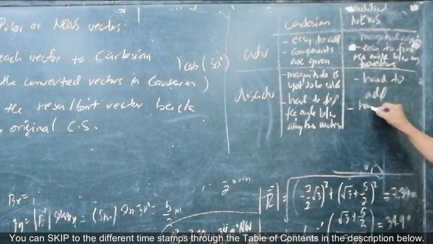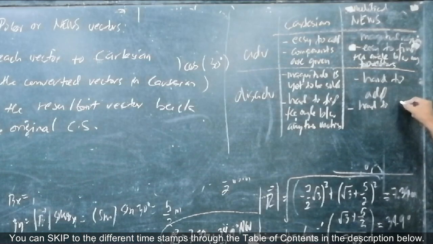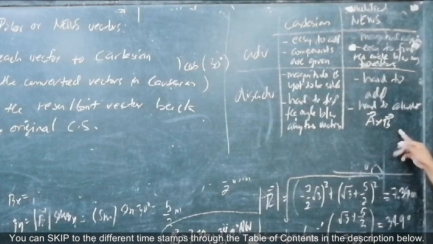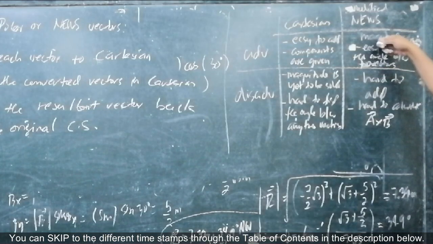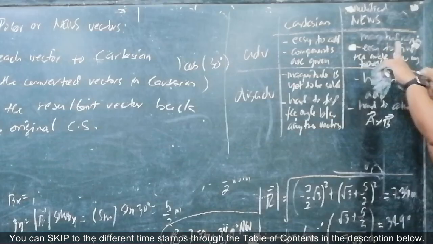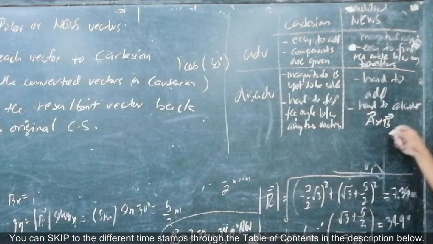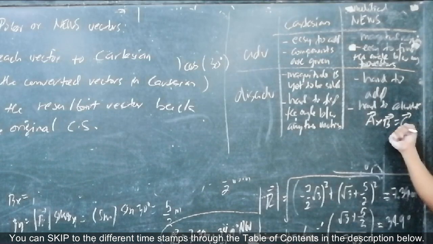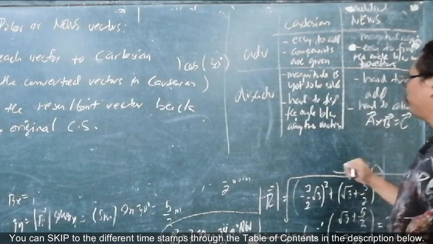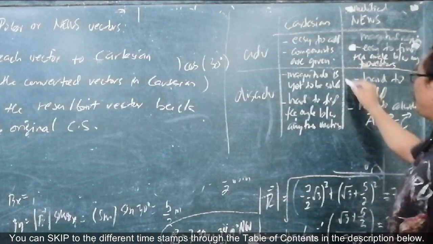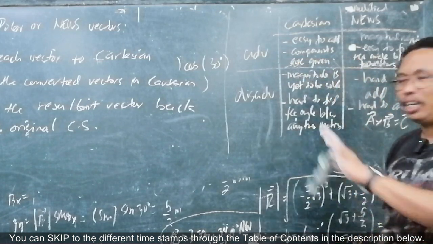And of course, it's hard to calculate A cross B, the vector form, not the magnitude. Well, the magnitude of A cross B is really easy. But A cross B as a vector, I'll write C to make it clear that this is the vector form of the cross product. It is hard to calculate that in terms of the modified NEWS coordinate system. And by the way, here, it will be easy to calculate.